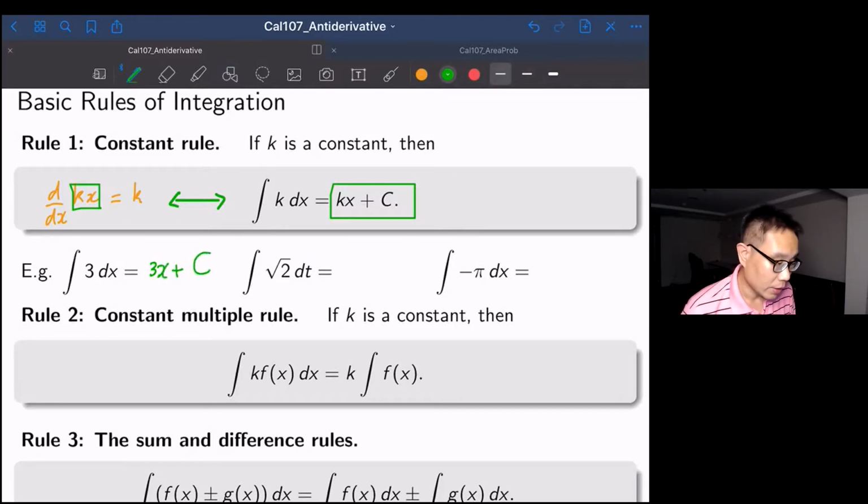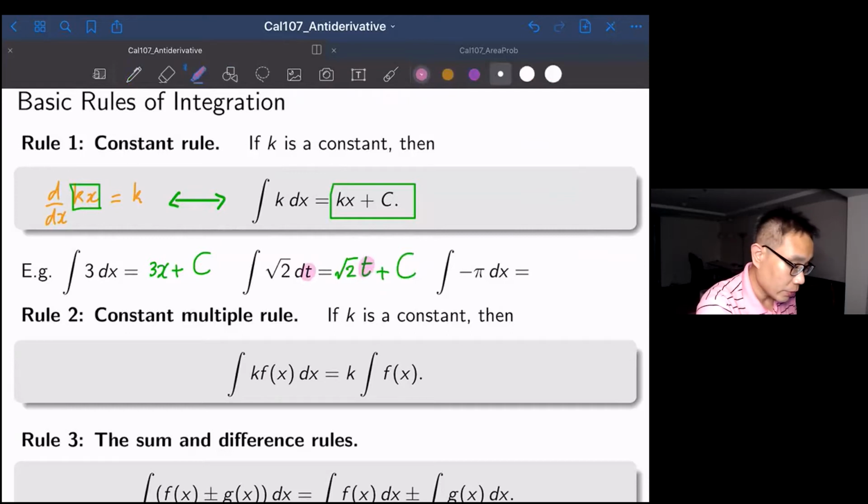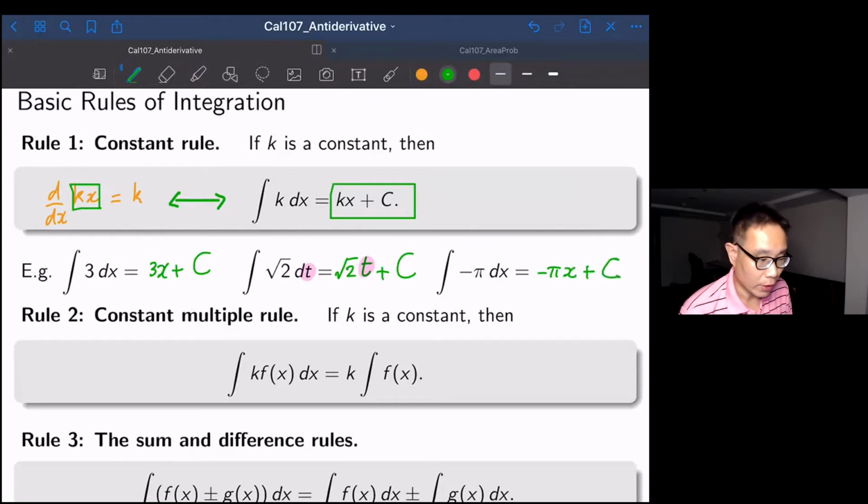Okay, and integrate root 2 dt is going to be root 2. However, this one is not going to be x because the variable turned out to be t. So you're going to use the corresponding variable. So it's going to be root 2 t plus c. And finally, you get negative pi dx, so it's going to be negative pi x plus c. Okay, so this is how we integrate a constant. That's called the constant rule.